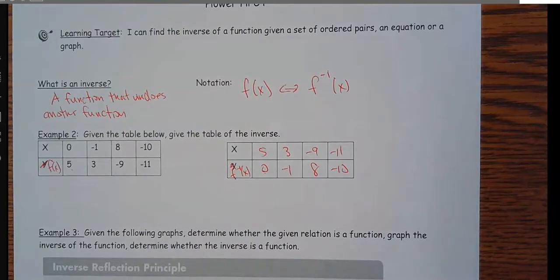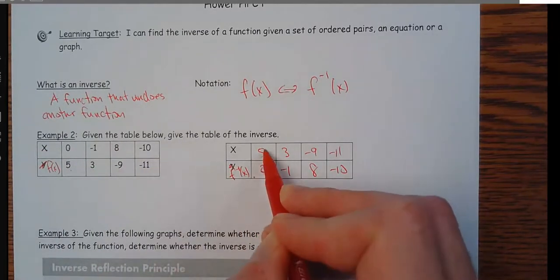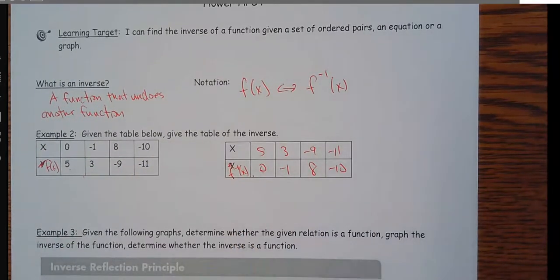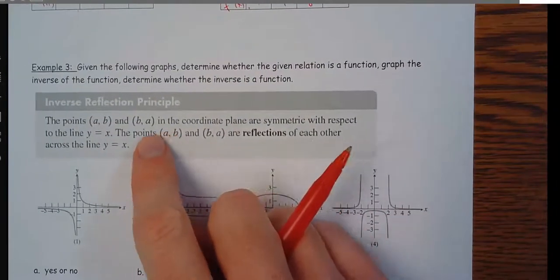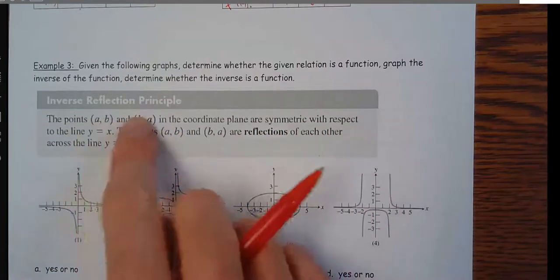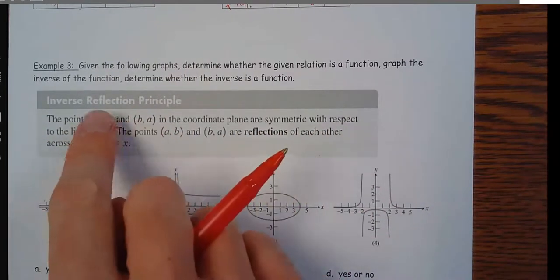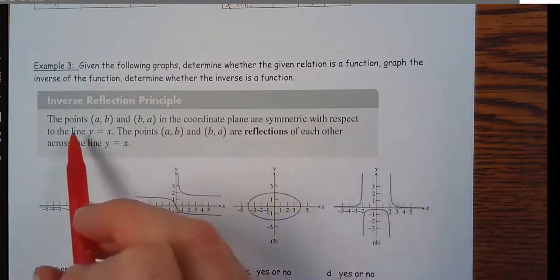So you notice, basically all the x's and y's are switched. This one's x's are that one's y's, and this one's x's are that one's y's. That means they're inverses, and that's exactly what this is saying down here. The points (a, b) and (b, a) in the coordinate plane are symmetrical, they're in each other's domain and range, with respect to this line.